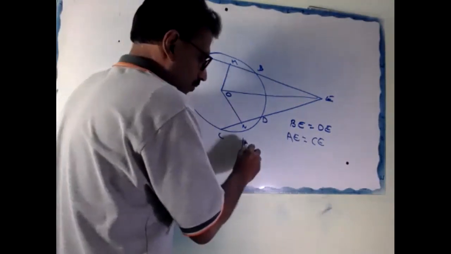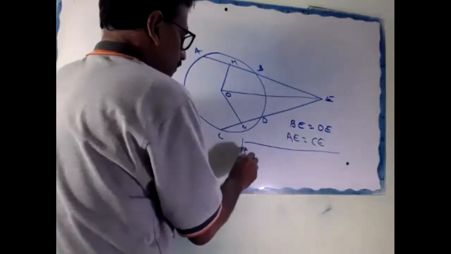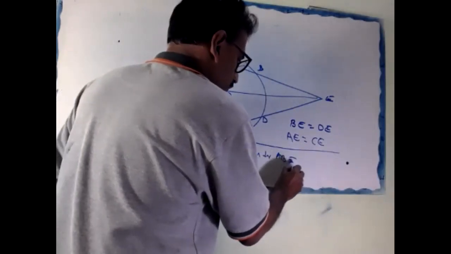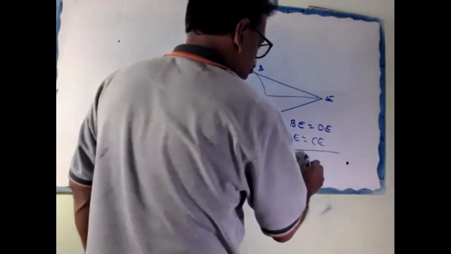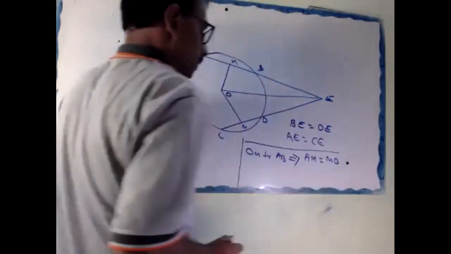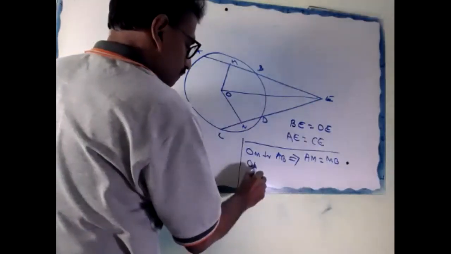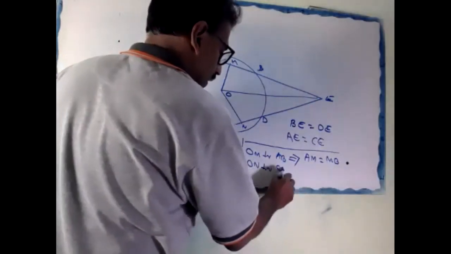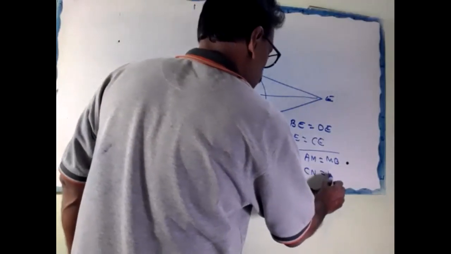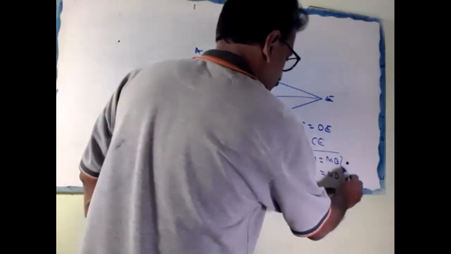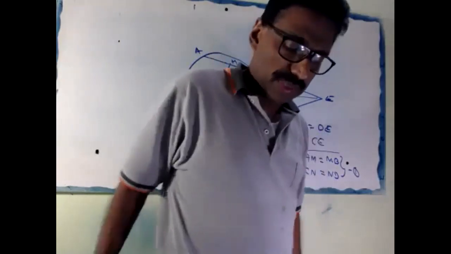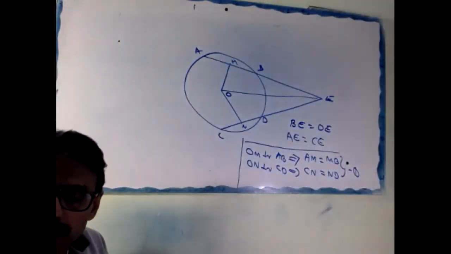Listen. OM perpendicular to AB, which implies AM equals MB, and ON perpendicular to CD, which implies CN equals ND. This is called number one. Reason: the perpendicular from the center bisects the chord.